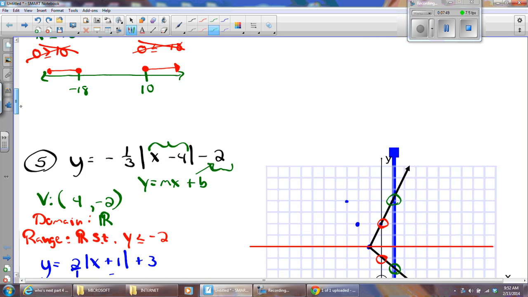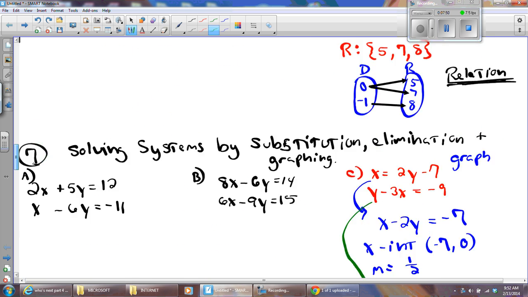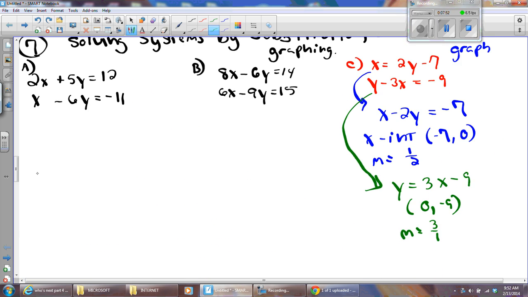Let's slide down here. Now I still have to solve one of these by substitution and one by elimination. This one doesn't look friendly either way. This one looks like a good substitution one because the x is almost alone. I'm going to do substitution on this one. I'll get x to read 6y minus 11.